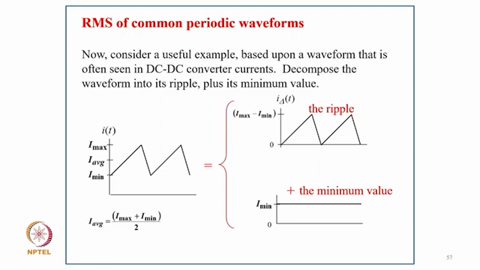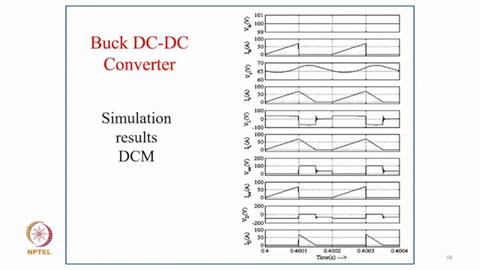In practice you can say I average equals (I max plus I minimum) by 2, and as I minimum changes, I average really changes. The delta IL will be I max minus I minimum, and if you take that out, you can see the ripple current.